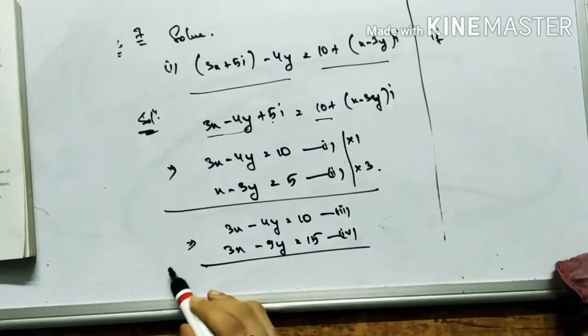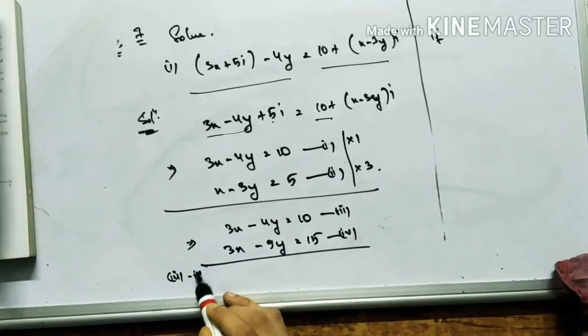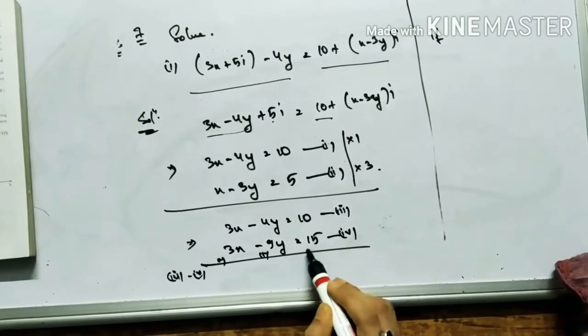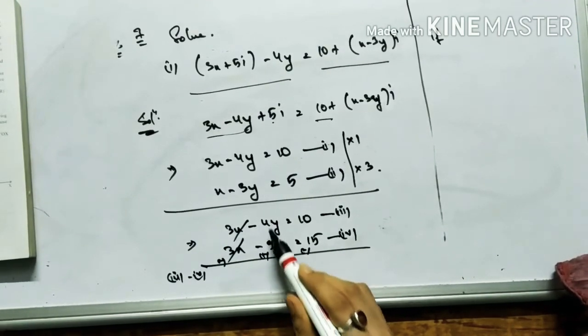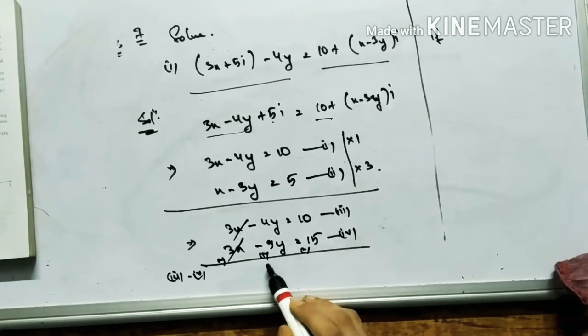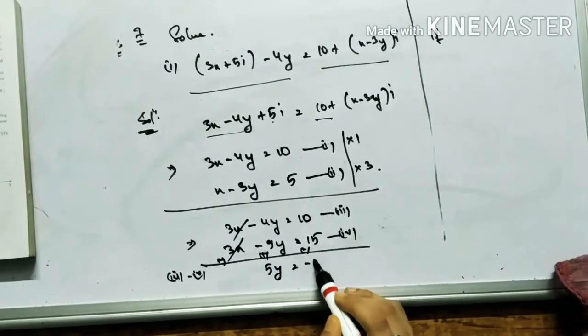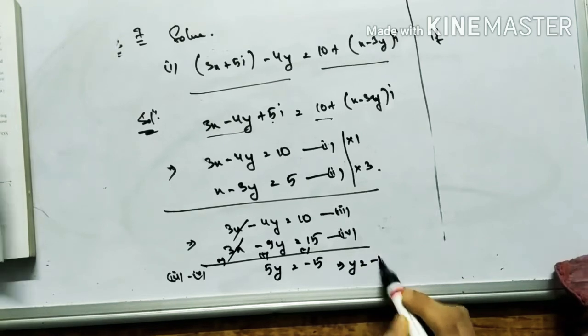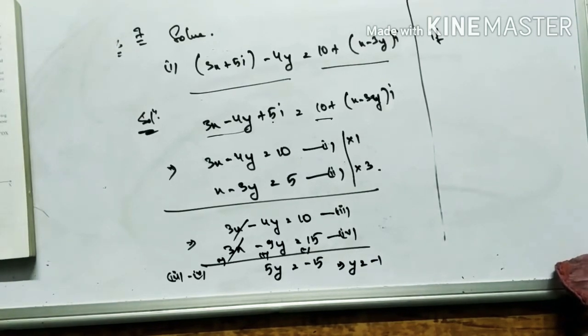So now what I will do? 3 minus 4, I will do. This is minus, this is plus, this is minus. This one gone. Minus 4y plus 9y, 5y is equals to minus 5. So y is equals to minus 1.